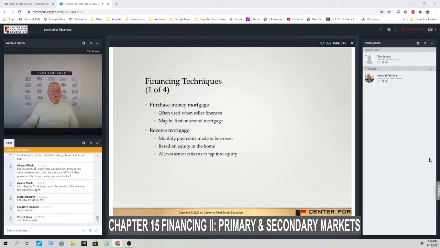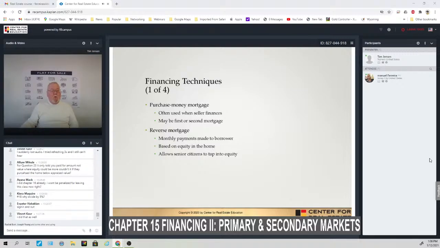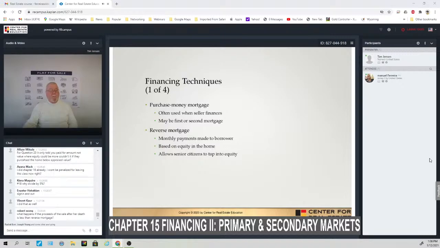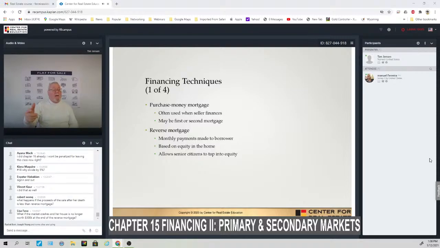Were there any questions about a purchase money mortgage or a reverse mortgage? What happens if the proceeds of the sale after her death are less than the reverse mortgage? Well, that's a bad part, right? If the market's tanking, the house isn't worth it, then her estate is going to have to pay back that bill, or she has to sell the property and pay the debt off. What if the market crashes? Again, that's the answer I just gave. Okay. Is there anybody else with a question?